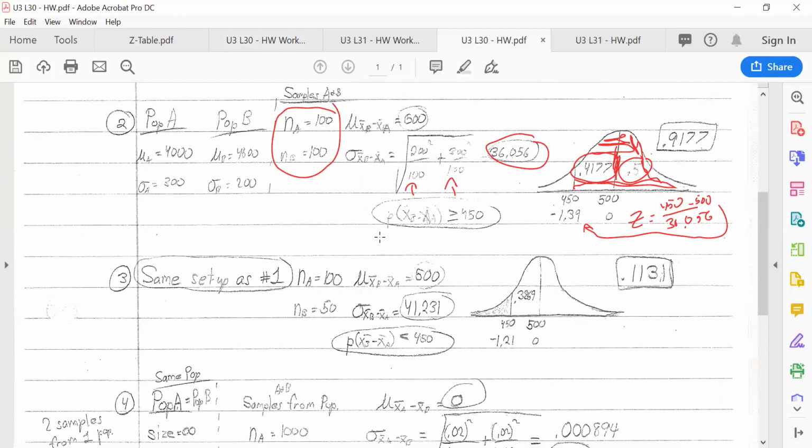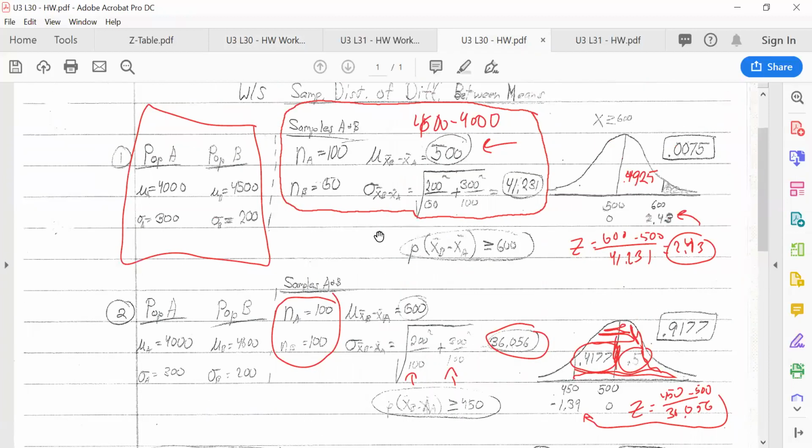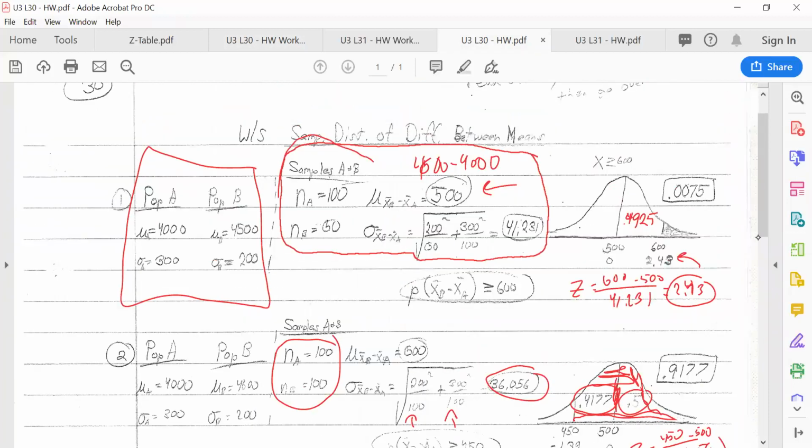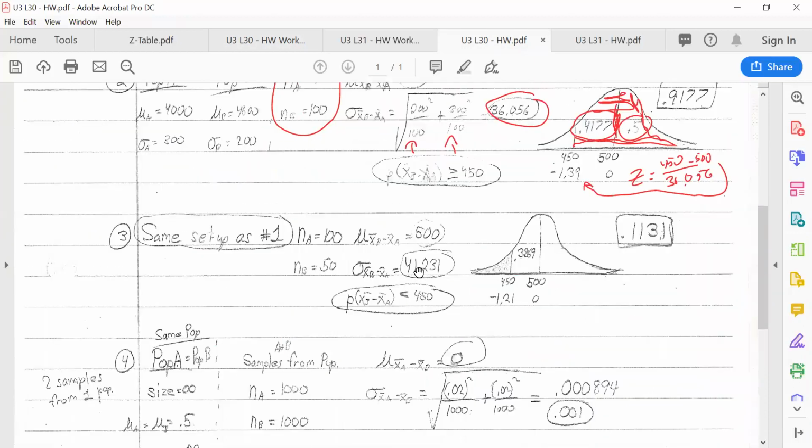Why? Because number three uses the information from number one. That's why, not the information from number two. So it's the same setup as number one here. So your mean difference is 500. Your standard error is from number one, 41.231.